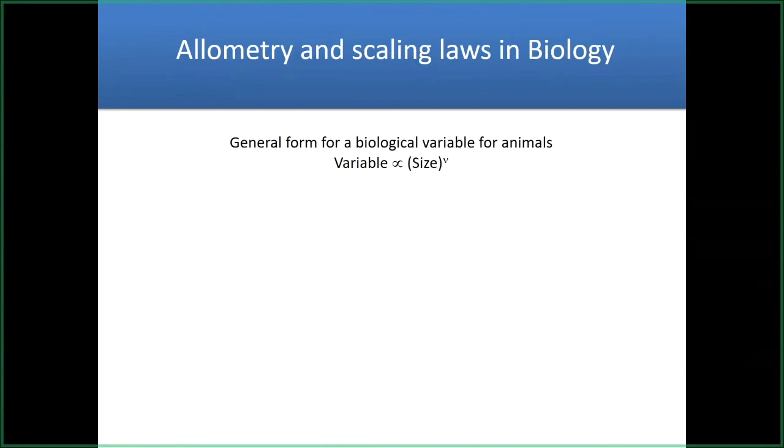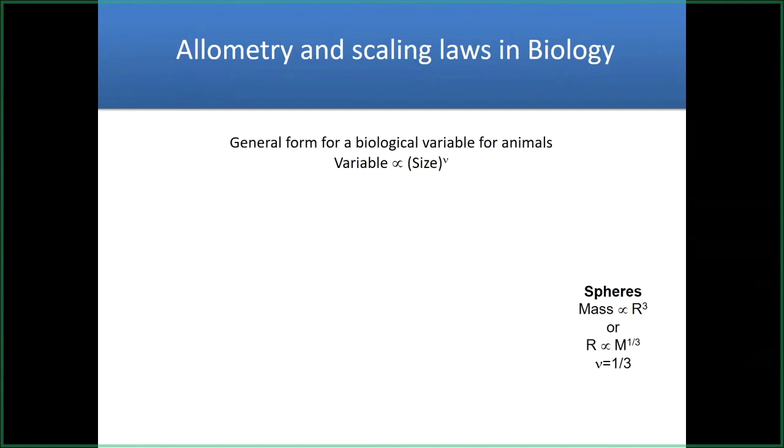There's a general form for a biological variable for animals: something goes as a size to some exponent nu. If you think about weight, how does the weight scale? Generally, it will scale with the dimensions cubed, right? For spheres, 4/3 pi r cubed. The mass is going as r cubed. Therefore, the radius, the size of the animal, is going as mass to the 1/3, or nu in this form is 1/3. So I guess we're completely familiar with scaling laws for spheres.